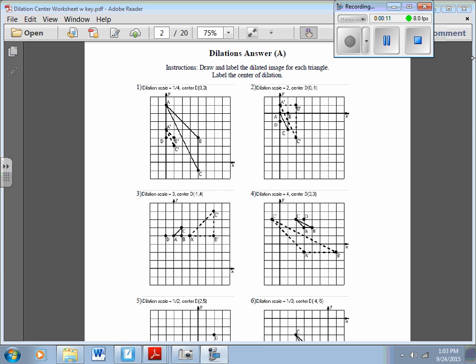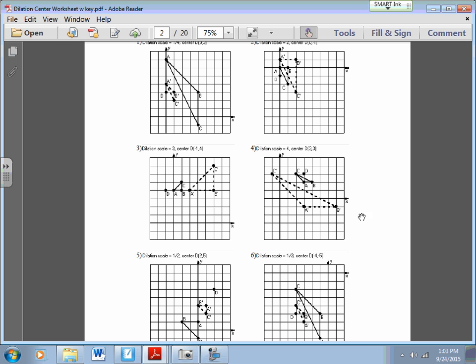All right, take a look at the answers for the dilations. Make sure your answers match. Pause the videos during the time I'm scanning this so you guys can take a look and make sure.